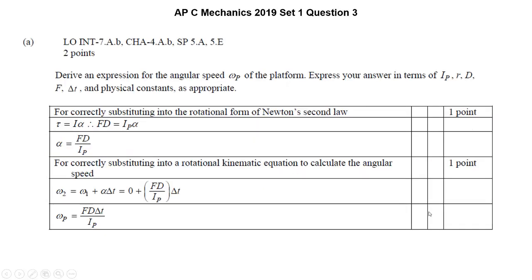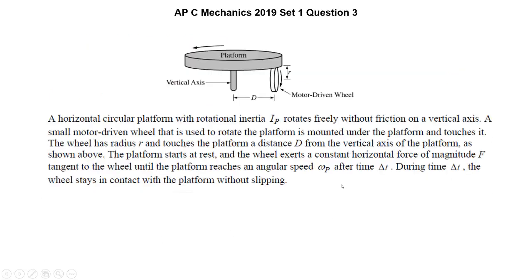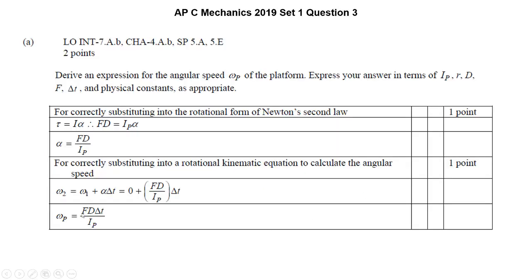So, first part of the problem, derive an expression for the angular speed omega p of the platform. If you go back, that's right after it's been rotating for a time delta t, which means that we know the time that the force has been applied. We also know that the platform started at rest, but to do any kinematics equation problem, we need to know three things. We need to have three givens. So we've got the initial angular velocity of the platform is 0. We have the time as delta t. So we need one more thing. And as they show you down here, the one more thing you can get is the angular acceleration.